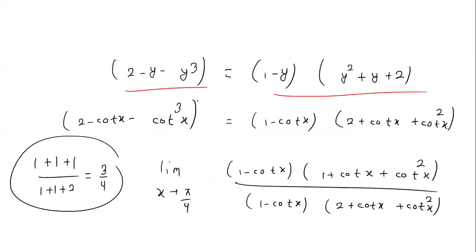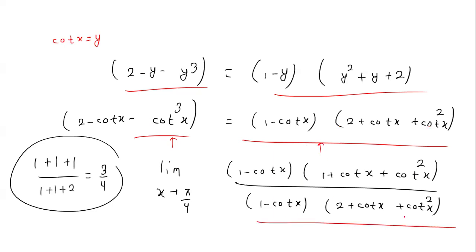So 2 minus y cube we can write as (1 minus y) multiplied by (y square plus y plus 2). We assumed cot x is equal to y, so if you replace y by cot x again, you can factorize the denominator in this way. Now you put the numerator in this form, (1 minus cot x) multiplied by (1 plus cot x plus cot x whole square), and the denominator in this form. You can see this factor is common in both, so we can cancel it.